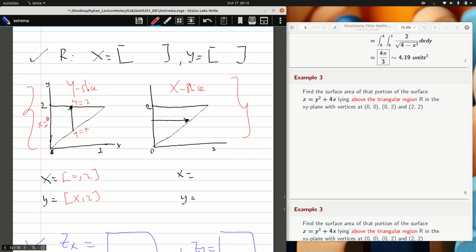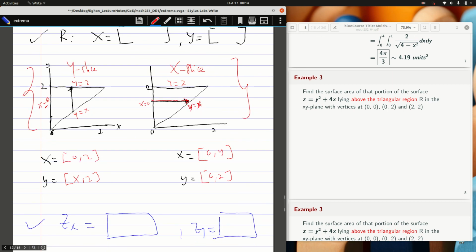Over here in the x direction, x will move from 0, this is y equal to x still, this is y equal to 2 here. So it means that I have 0 to 2 for my y part, and then my x part will be 0 to y. This is my coordinates. So either way you want to choose it, you are good to go.